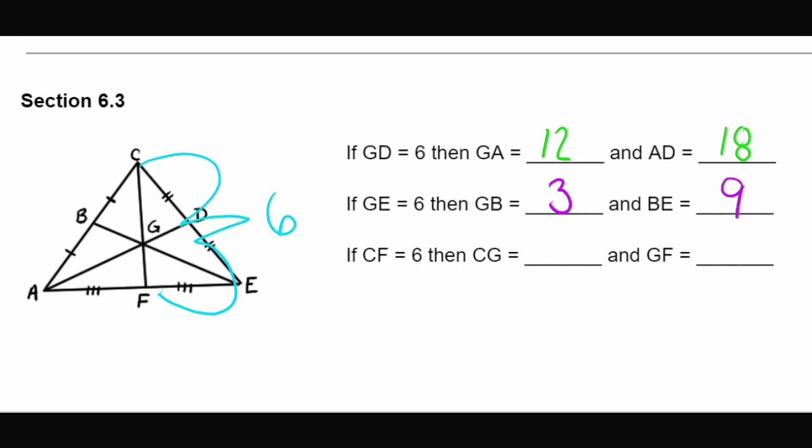If CF is 6 and CF is the longest distance, that means the total distance will be 6. So we're going to take that total distance, divide it by 3, and that will tell us the shortest distance, which is 2. And if the shortest distance is 2, we double that to find the middle distance, which is 4. So if CF is 6, that means that CG is 4 and GF is 2.